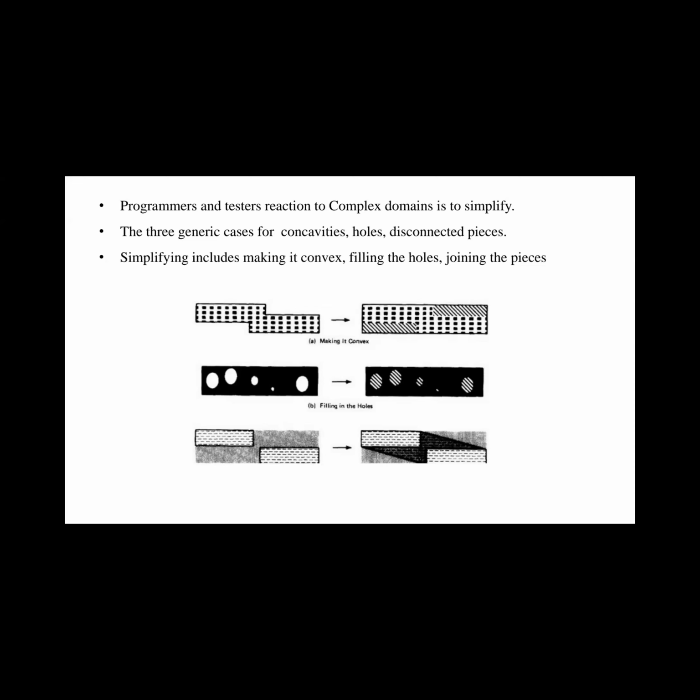Okay. So the next one is the left side diagram. There is a boundary, but it has some holes. That means gaps that have to be filled by some other values. Okay, that is filling the holes. The third one is another representation called two pieces of boundaries. Two pieces of domains can be joined on this right hand side. That is the simplification of concavities, holes and disconnected pieces into convex: filling the holes, joining the pieces.